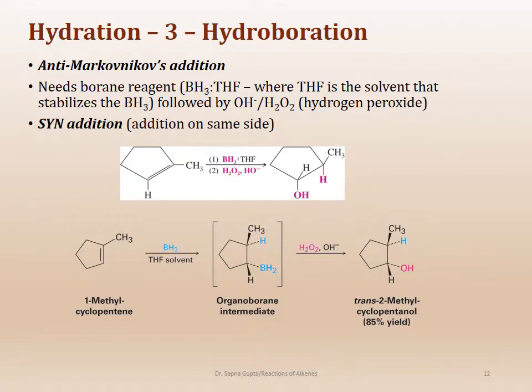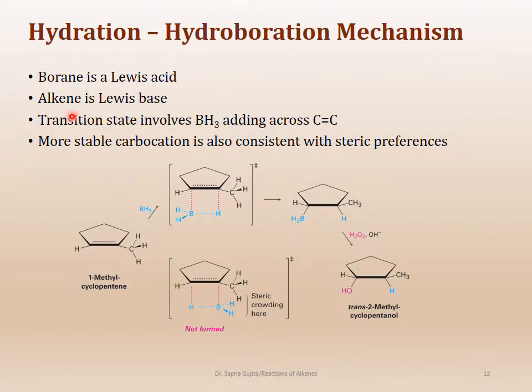So let's look at the mechanism. First of all, borane is the Lewis acid. And remember, alkenes are the nucleophile, or you can now consider them to be the Lewis base. So this is a typical Lewis acid-base reaction. There is no traditional acid in this. Previously, we had HCl, H2SO4, but now we don't have any traditional Brønsted-Lowry acid. Now we have a Lewis acid and a Lewis base reaction that is occurring.